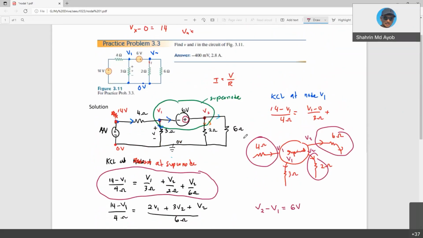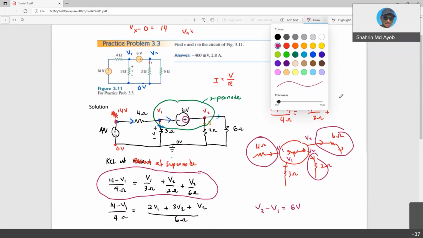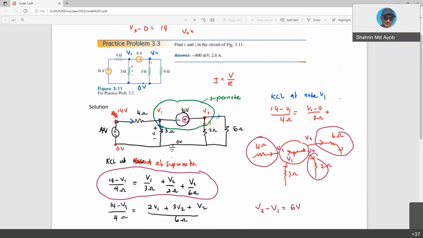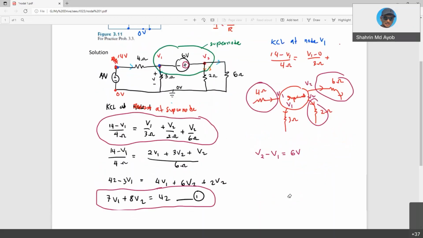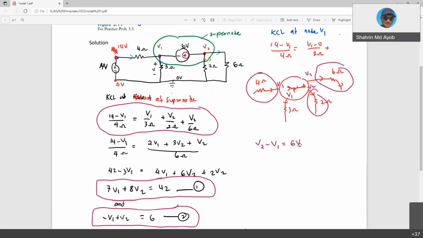Doctor, can you repeat the second equation? How did we get it? To obtain the relationship within this supernode, we are not looking at the direction of the current. We are looking at the polarity of the voltage source. The polarity is positive at V2, meaning that V2 is higher than V1, right? So that's why I write V2 minus V1 is equal to 6 volts.